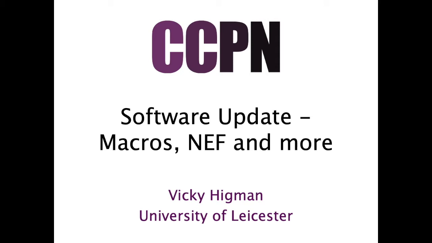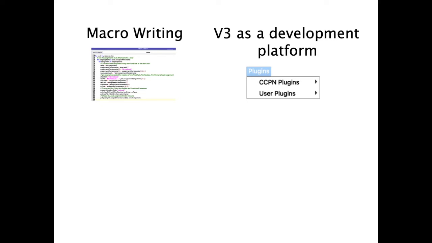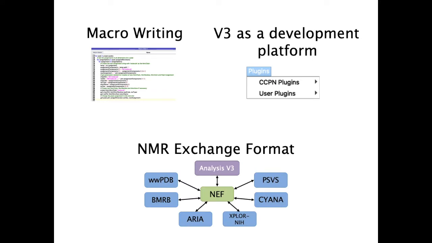What I'm going to do today is take a rather more focused look at one particular area of the software, and that's the way in which version 3 interacts with other programs and how you can be part of that. In particular, I'm going to take a look at macro writing. Why would you want to write a macro and how can you do so easily? Then using version 3 as a development platform, what is our environment and what are the advantages of developing your NMR data analysis tool in that environment? And then finally, the NMR Exchange Format. What is it and how do we envisage it enabling smooth and accurate exchange of data between analysis and other NMR programs and databases?